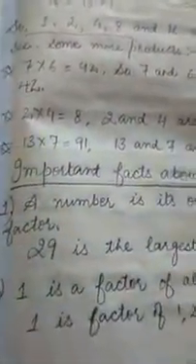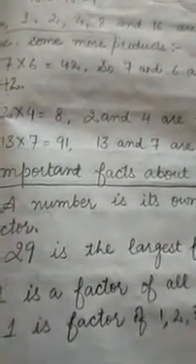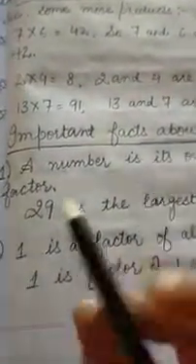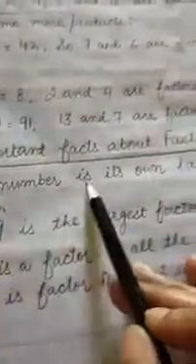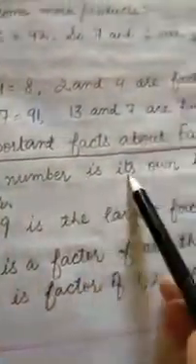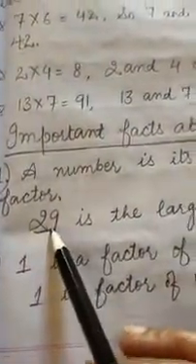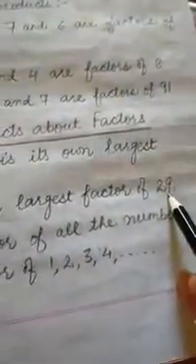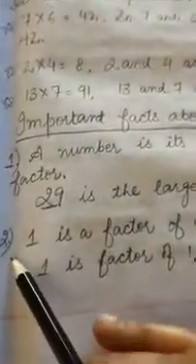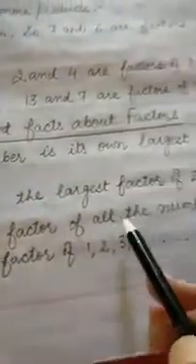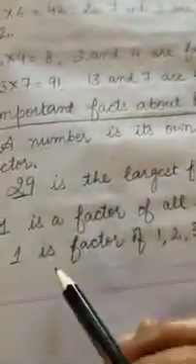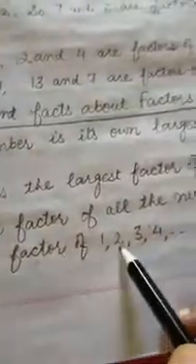Now some important facts about the factors. What are those? See here carefully. A number is its own largest factor. If 29 is there, then you can say 29 is the largest factor of 29. What is the second fact? 1 is a factor of all the numbers. You can say 1 is a factor of 1, 2, 3, 4 and so on.